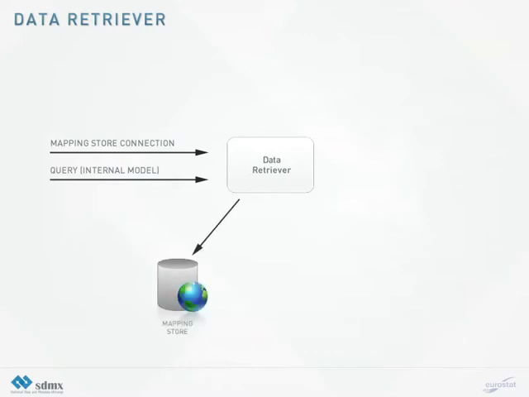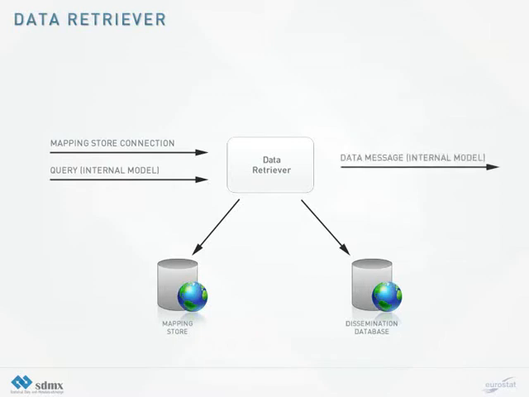Access is required to the mapping store database to retrieve the mappings, and to the local dissemination database to retrieve the data. The output of the data retriever is the SDMX ML dataset represented in the internal SDMX data model.